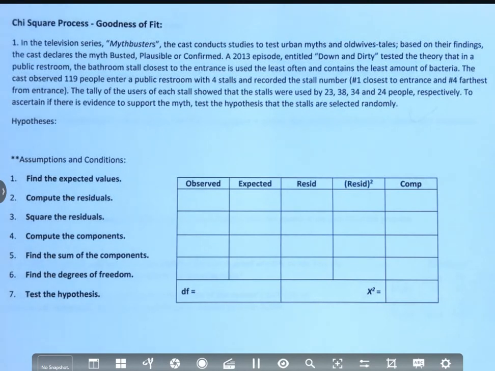This is an actual episode. If we had time, I'd say, hey, let's watch the episode. But we can go through and do this by ourselves. It says, we want to ascertain if there is evidence to support the myth. We're going to test the hypothesis. The stalls are selected randomly.